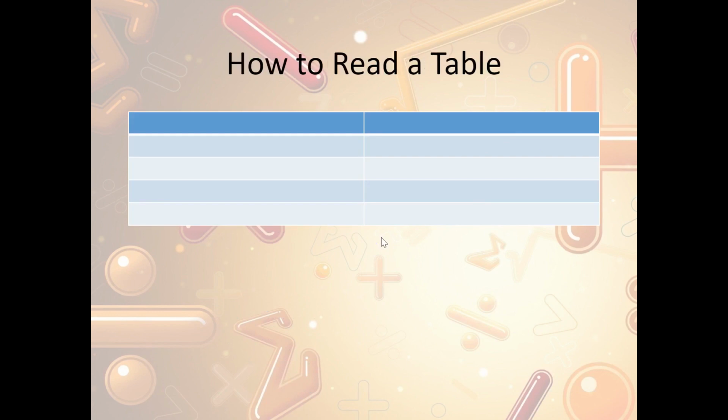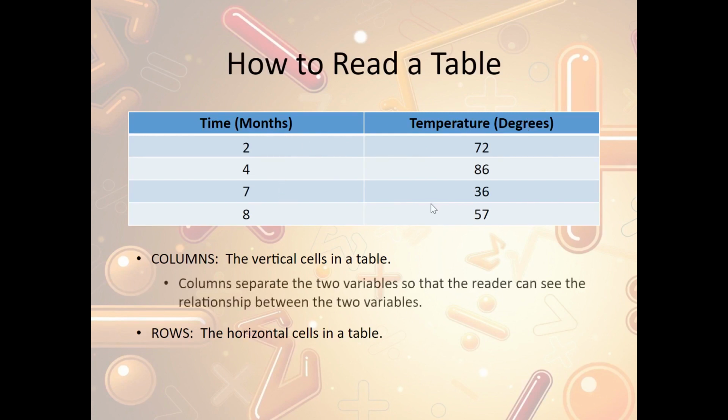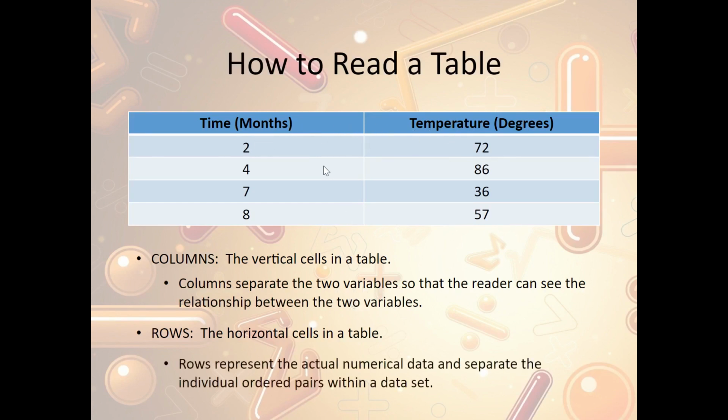How to read a table? The columns are the vertical cells in the table. So this is a column and this is a column. And then we have rows, which are the ones that go horizontally or side to side. These are our rows. We always label the columns. So in this case, we're calling this one time in months and this one temperature in degrees. And then we put in our table. So we fill it in with the data points. Now the columns separate the two variables. So this separates time from temperature. And the rows separate the actual data.